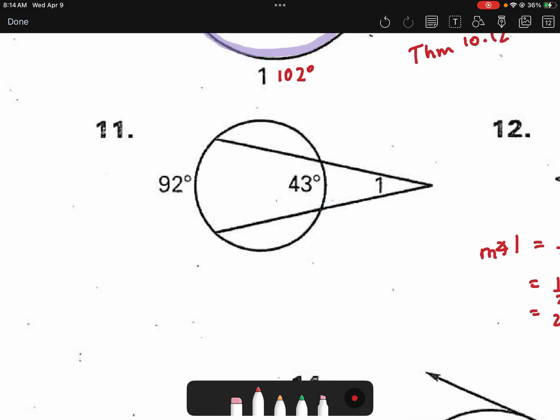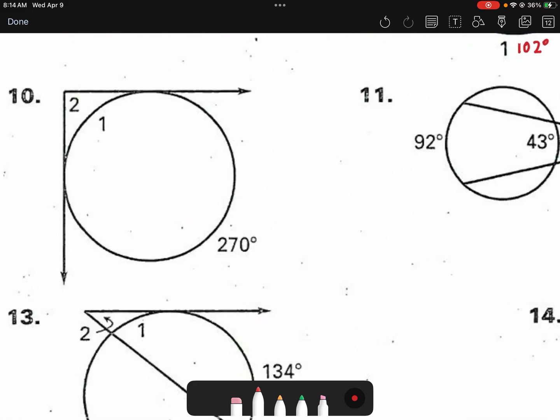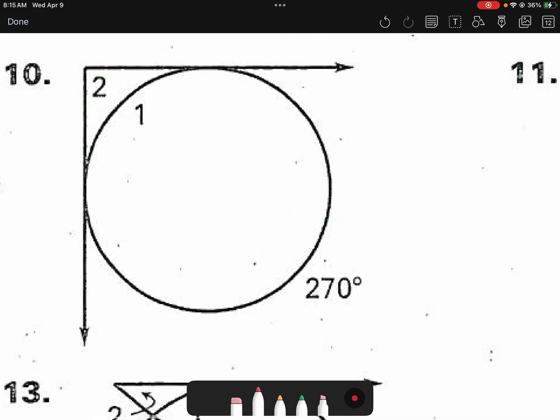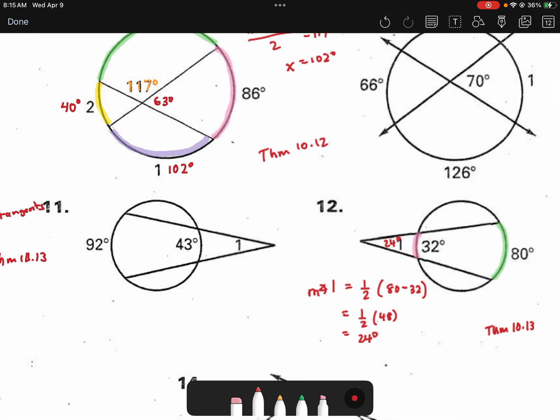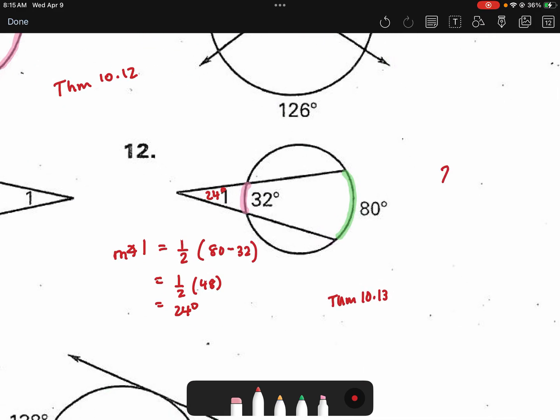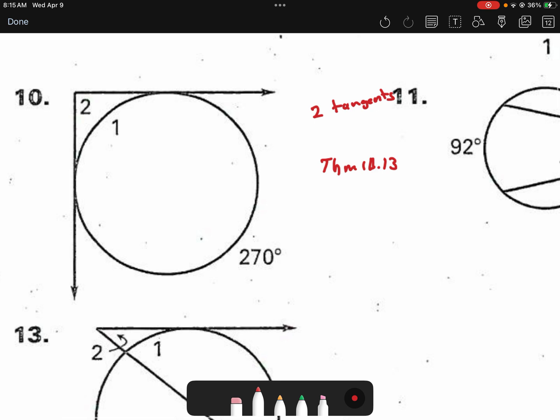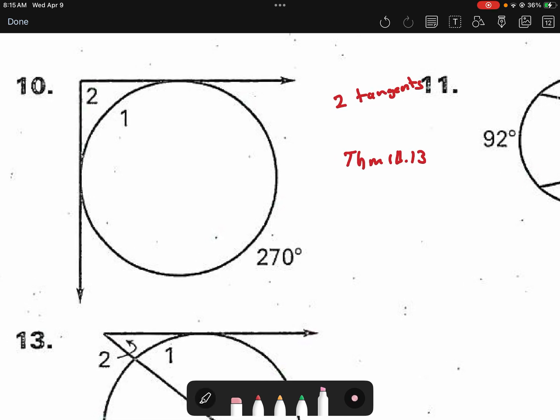Okay, so obviously number 11 would work the same way. Number 10 might look a little bit different to you. You're still going to use theorem 10.13. But this time you have 2 tangents. Okay, so I'm going to come back here, and I'm going to say this was 2 secants. Okay, how would this work?